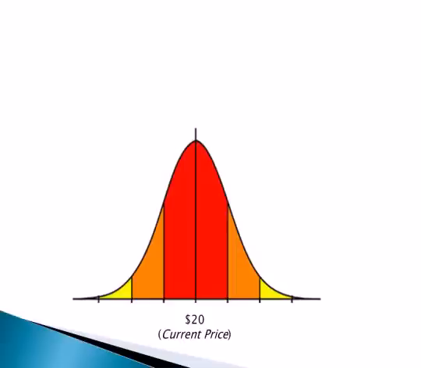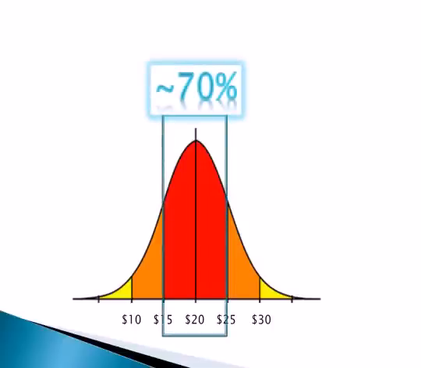First, we'll start with a bell-shaped curve using the current price of $20 as the mean. Filling in prices to each side, we see that XYZ's IV expects each standard deviation to be $5 on either side. And we know that means there's about a 70% degree of confidence that prices over the next month will be somewhere between 15 and 25.